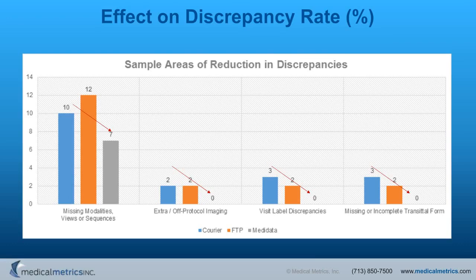Finally, another type of error that occurs with courier and FTP shipping is a missing or incomplete transmittal form. This type of error does not happen with Medidata because transmittal forms are not required.